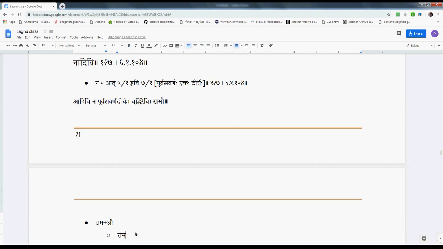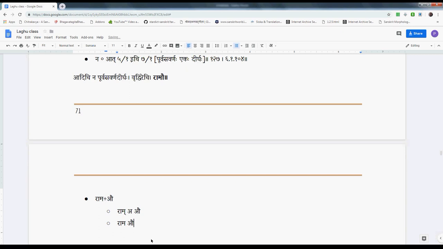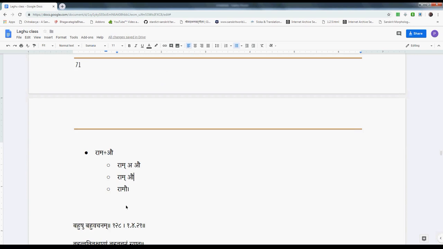So many sutras we have landed only in the form Ramau, the Prathama Dvivachana. So both Ram, A and Au, both are replaced by Au, and you will get Ramau. So this is the Rupa Siddhi of Ramau. Moving on, Rama plus Sup, Jas.